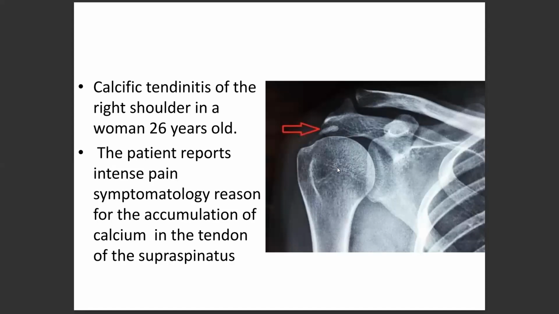This X-ray is a radiograph of a 26-year-old woman who presented with calcific tendonitis of the right shoulder. The patient reported intense pain and symptomatology due to the accumulation of calcium in the tendon of the supraspinatus muscle.